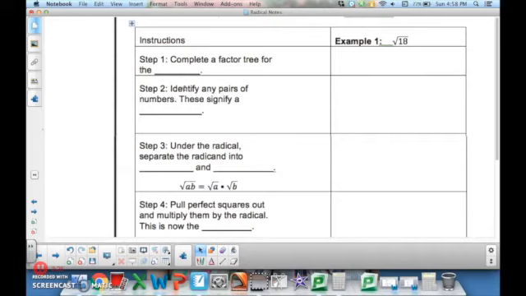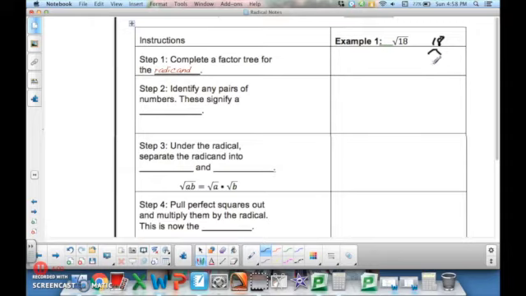All right, so we kind of broke this down into several steps, and the example we're going to be doing is square root of 18. So the first thing you're going to do is complete a factor tree for the radicand. Now, it's probably been a long time since you've done a factor tree, but all a factor tree is, is where you take a number, in this case we're pulling this radicand, and you break it down into its prime factorization. So you look at this number and say, okay, what are two numbers that I can multiply to get me 18?